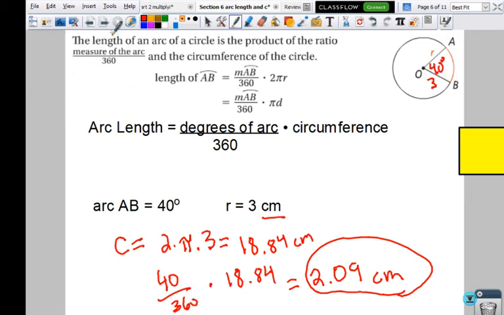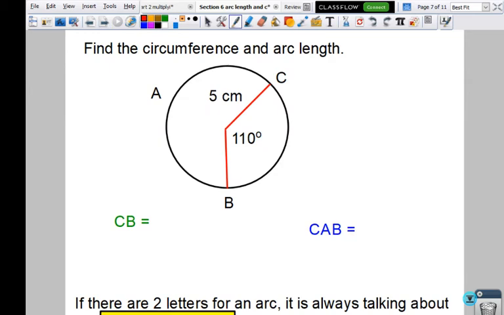And that's it. So let's keep going. Let's practice another one or two. So we're going to find the circumference and arc length, and we actually talked about this. If there are 2 letters in an arc, that's always the shortest distance. So we're going to find the arc length of CB, and we're going to find the arc length of CAB.